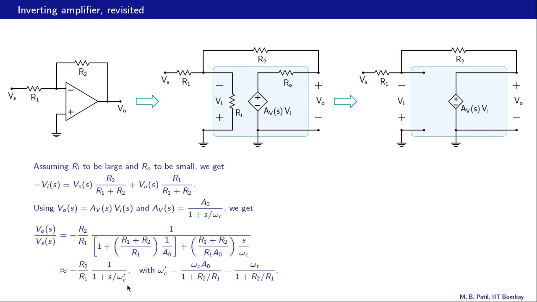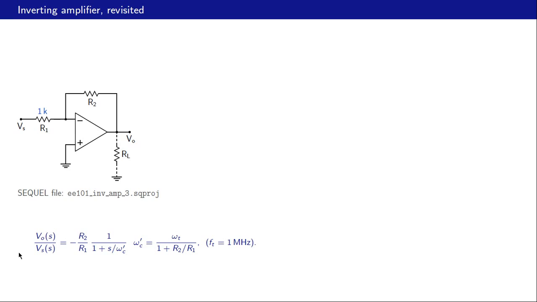and we can now proceed and plot the gain versus frequency for different values of R2. So here is the gain expression again, VO by Vs equals minus R2 by R1 times 1 by 1 plus S by omega C prime. So just a single pole, where omega C prime is omega T divided by 1 plus R2 by R1. And omega T is 2 pi times Ft, where Ft is 1 megahertz for the 741 op amp.